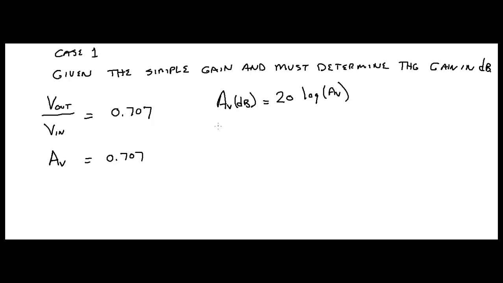Now you're given this value, right? So AV in decibels is going to equal 20 log 0.707. Okay, so let's bring up the calculator and give it a try, all right?